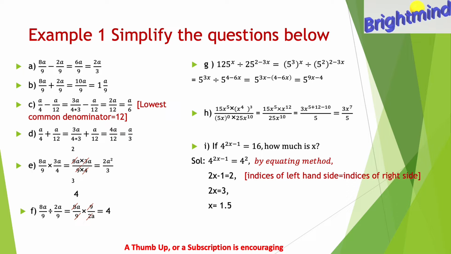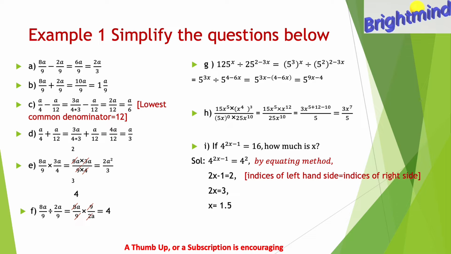Example 1. Simplify the questions below. A. 8a over 9 take away 2a over 9. Because the denominator is the same, I only subtract the numerator. I get 6a over 9. 6 and 9 have the common factor of 3. I cancel the 3. The final result is 2a over 3.